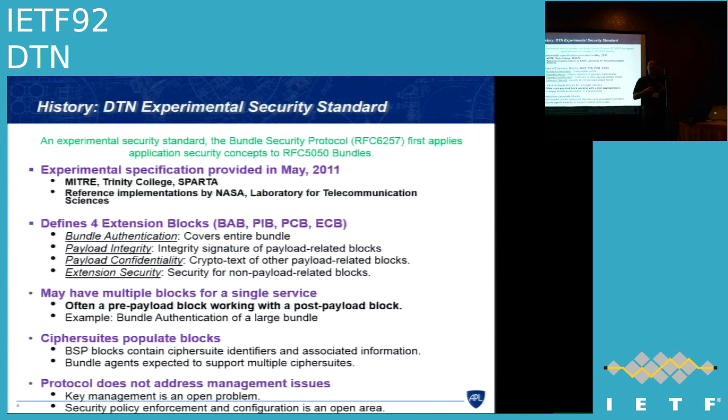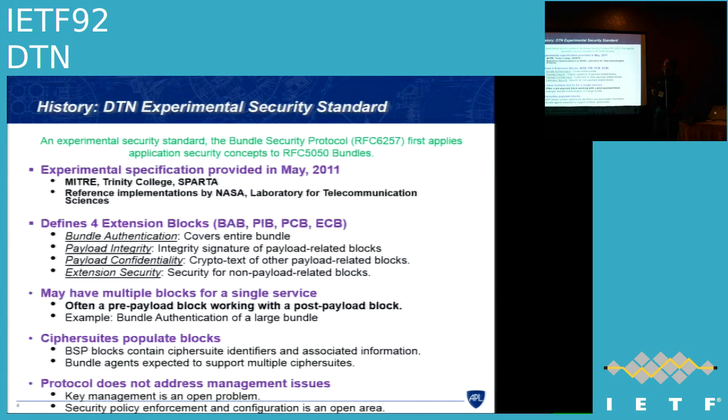So taking all of that as the motivating problem and some of the desirable properties of a security model, we look at RFC 6257, which was the original security protocol. It came out in May of 2011. Has it been that long? It's been that long. It's May of 2011. We did initial implementations by a couple of folks. We did the BSP implementation in ION. The folks from LTS did an initial implementation in DTN2.